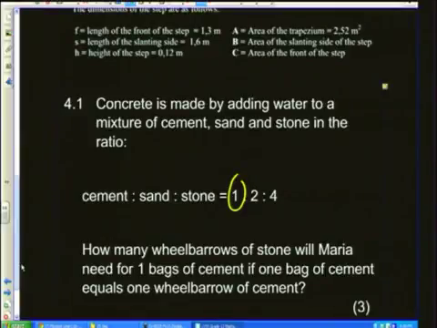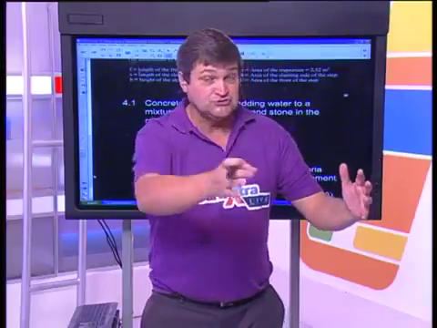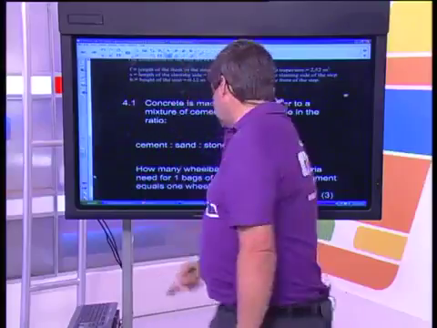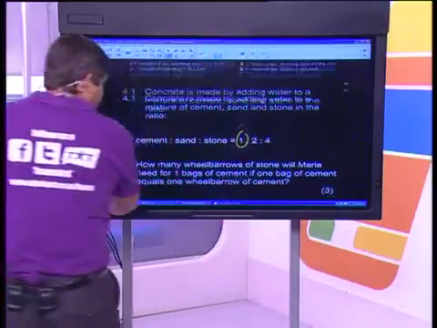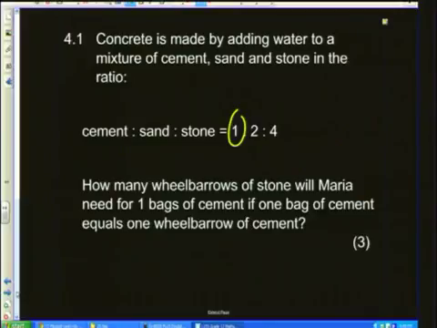Do you understand what this whole ratio thing's about? Of course you do. You've been doing it since grade 10, and you did it in grade 11, and now you're doing it again in grade 12. So now here's the question. How many wheelbarrows of stone will Maria need for 1 bag of cement if 1 bag of cement equals 1 wheelbarrow of cement? Okay, so let's read that again.